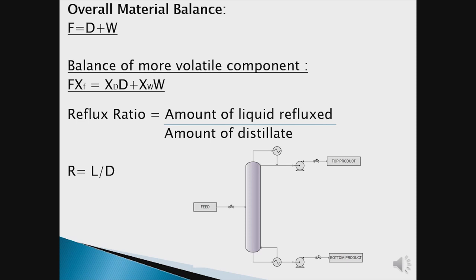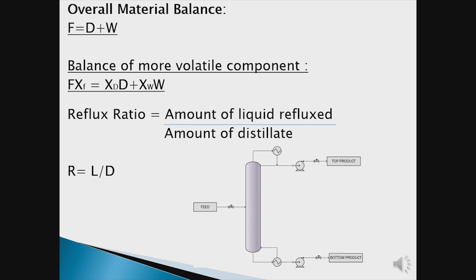Here F equals D plus W is the overall material balance. Coming to the balance of the more volatile component, we take the material balance of the more volatile component. That is F into XF, the amount of feed into the concentration of the feed, equals XD into D plus XW into W. So these are the two equations that should be used in distillation. There are different equations for different unit operations. We should study all of these basic equations, because it is with the help of these equations that we are going to do all kinds of problems.